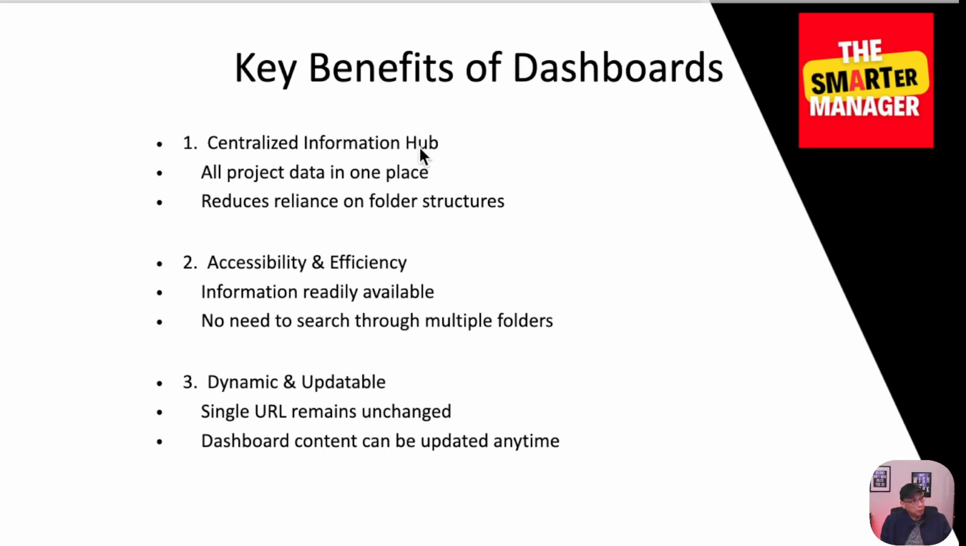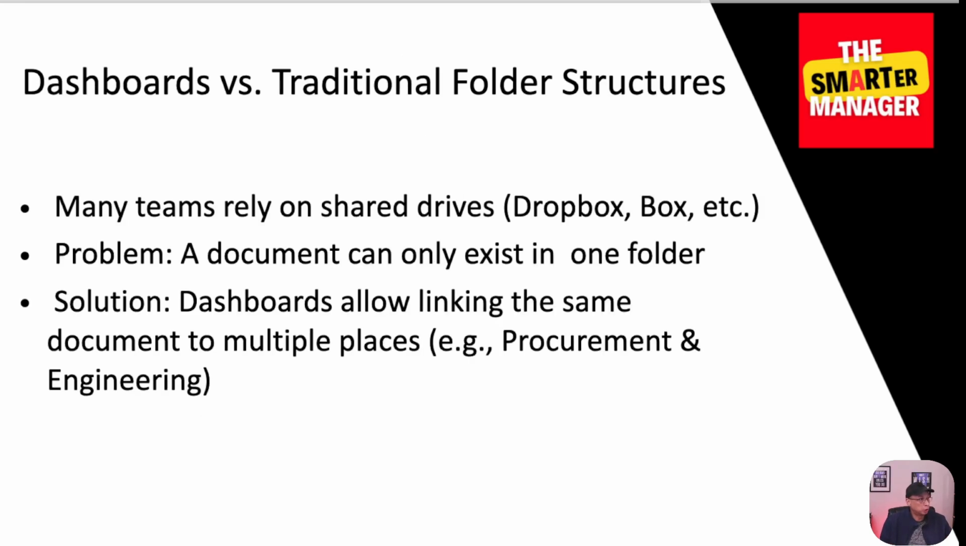The centralized information hub, all the information is linked to that. Accessibility is easy. It's dynamic and updatable, where, having shared that one URL, you can then update the links on that URL to share with the team.